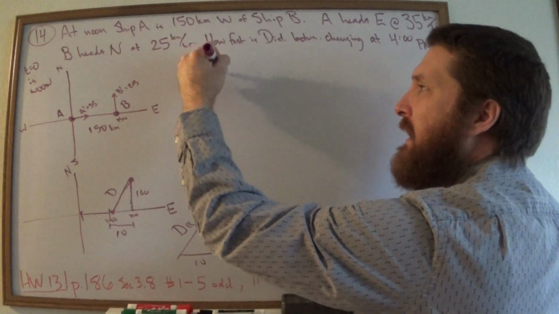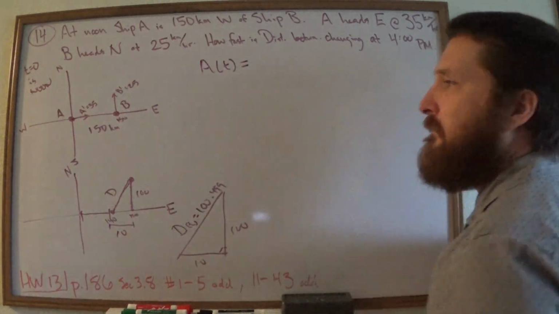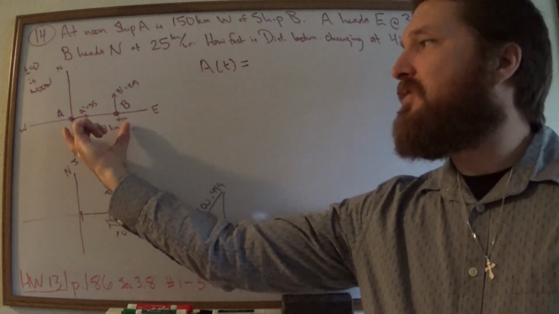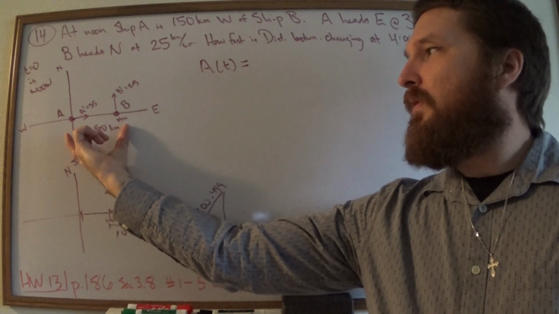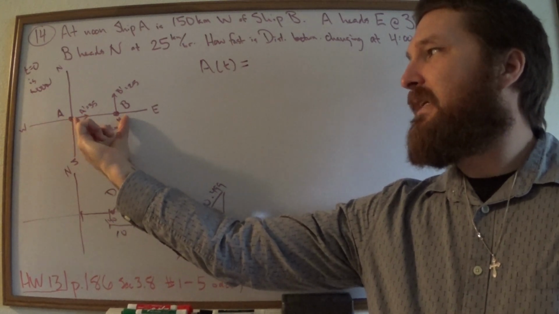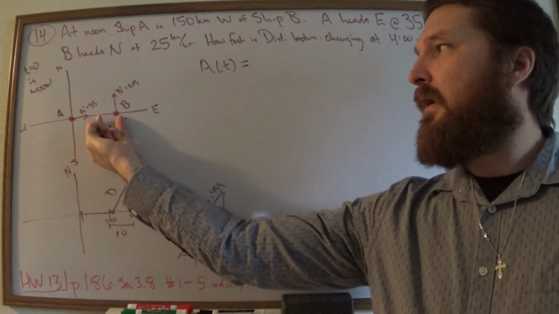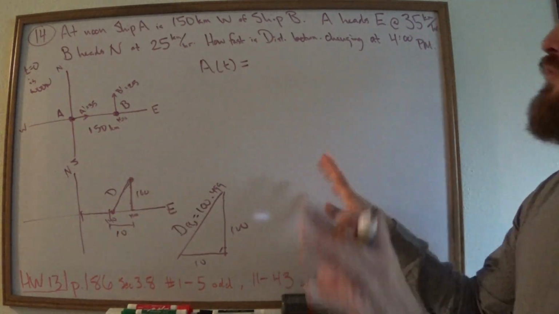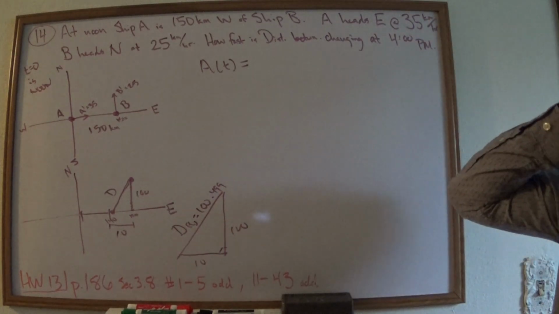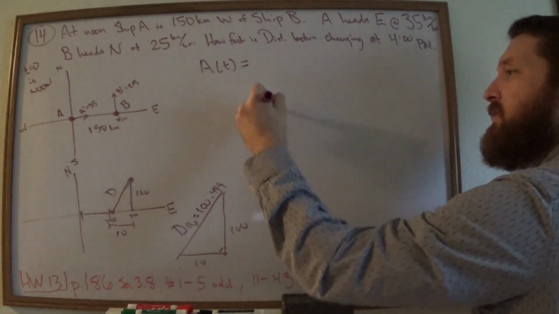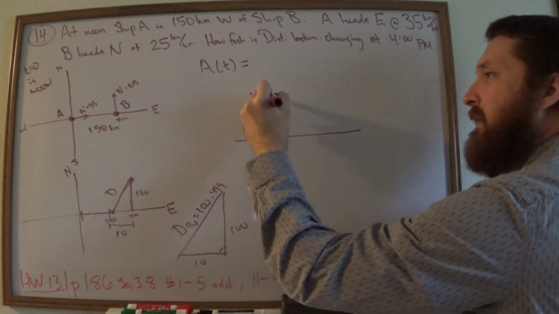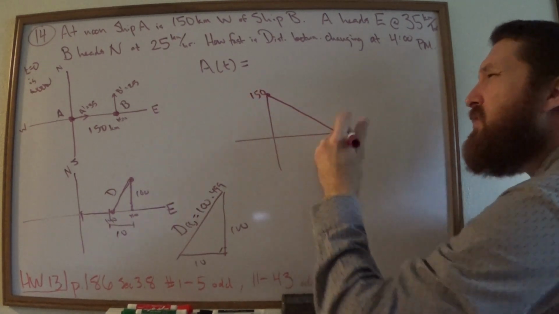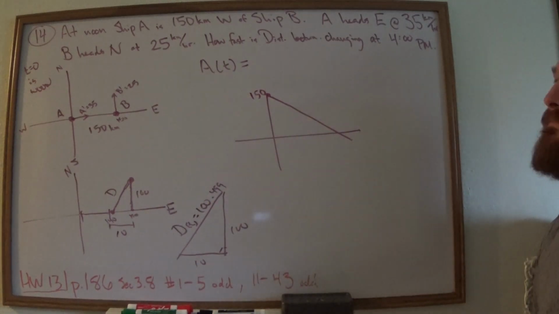So, A of t, let's think about it. When t is 0, it starts at 150. Then we know that this distance is shrinking as time goes on, and we know it's shrinking at a constant rate. So that means my function A of t should start here at 150 and move down like a line. What should the slope of that line be?